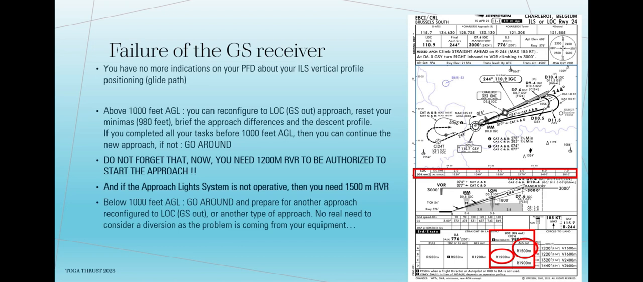Below 1000 feet AGL, go around and prepare for another approach reconfigured to LOC, glide slope out, or another type of approach. No real need to consider a diversion as the problem is coming from your equipment. Of course, if ILS is the only approach available, you have to divert to another airport where you can use a different approach type.